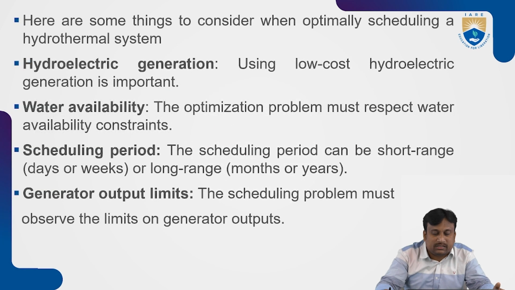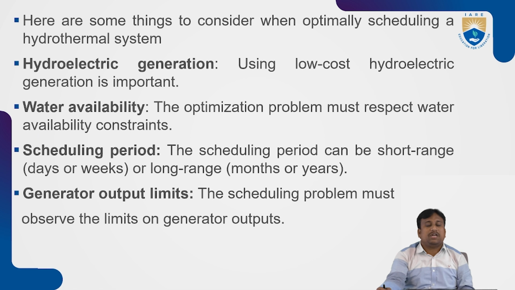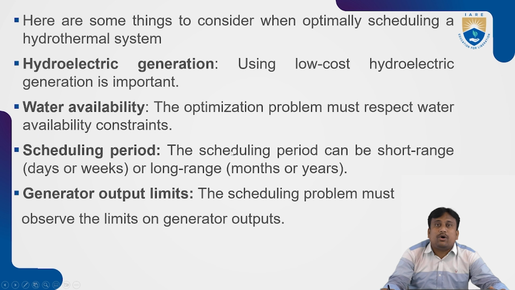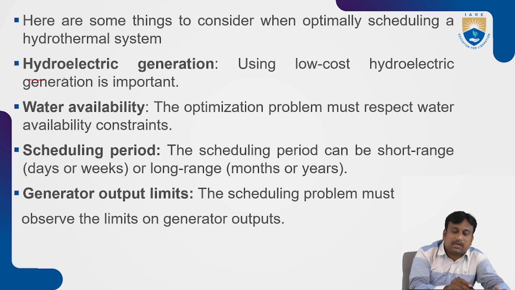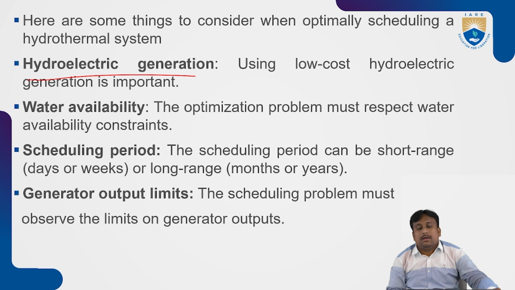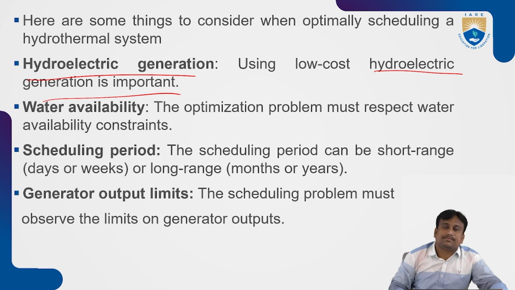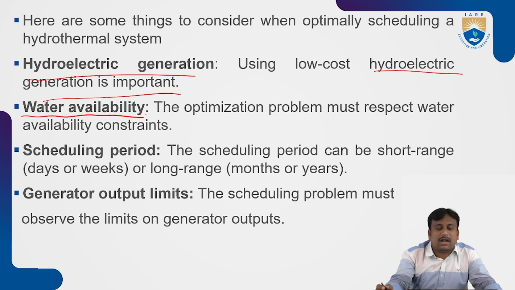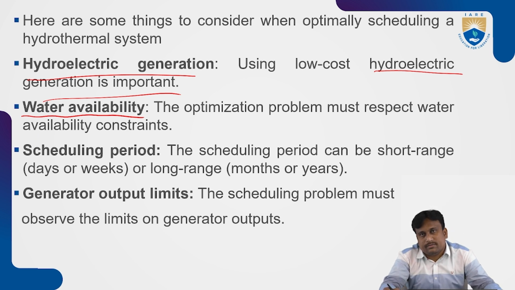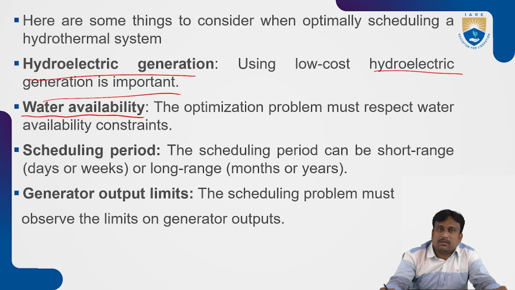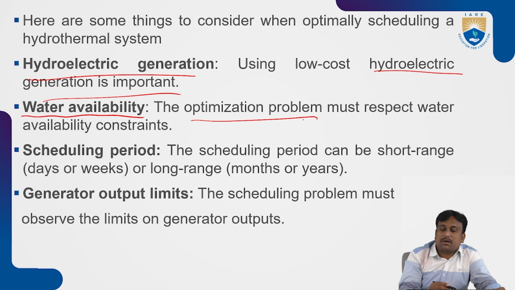So here are some basic things to consider when optimally scheduling a hydrothermal system. What are the basic constraints? Hydroelectric generation. By using hydroelectric generation, we can go with low cost hydroelectric generation. That is very important to incorporate into the load requirements. Once again, water availability for the same hydropower plant. How much water is available will be frequently checked for a given power system. So the optimization problem must respect water availability constraints.